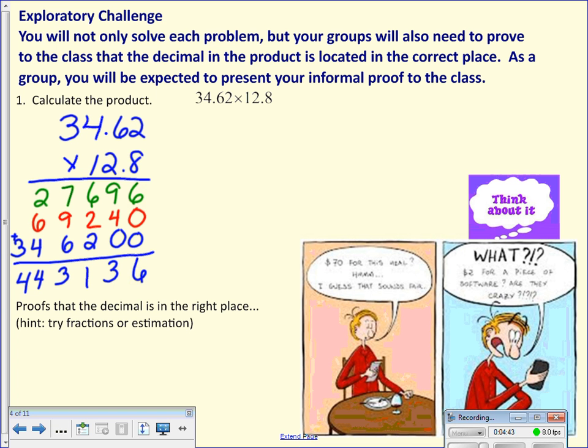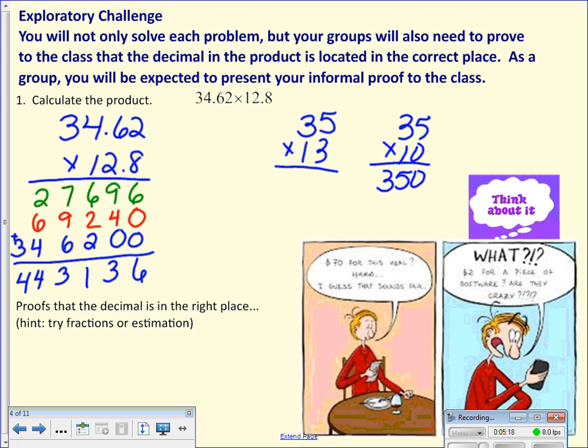So, let's see if this answer is reasonable. 34.62 would round to 35. Now 12.8 we would round to 13. But if I'm standing in a store, to me that's still kind of difficult. So I would even estimate 35 times 10. So 350. Is 350 close to 44,313? No. My answer's not reasonable. What did I forget to do?